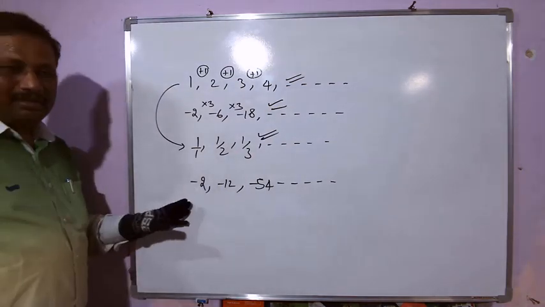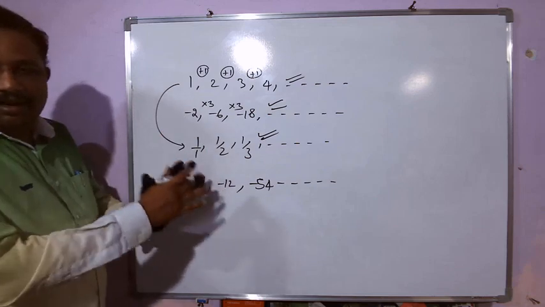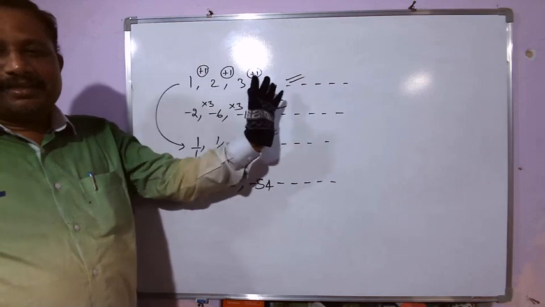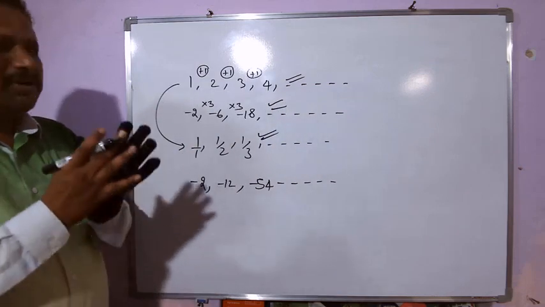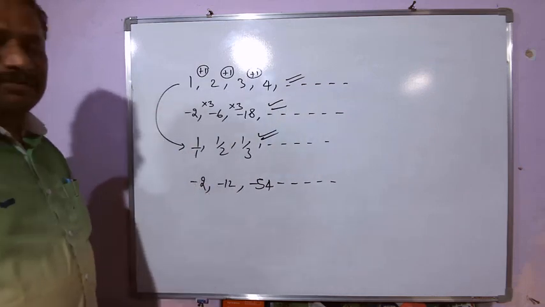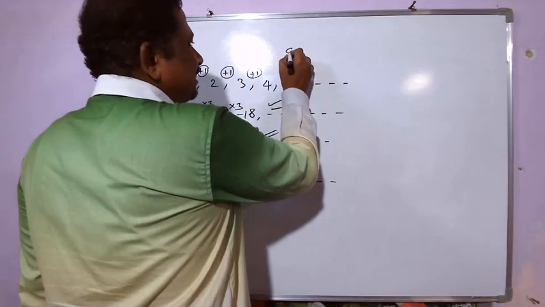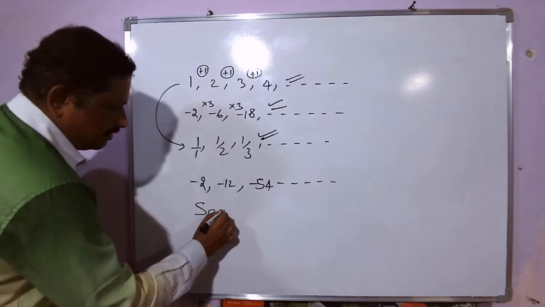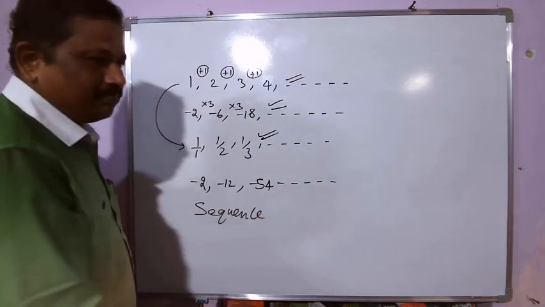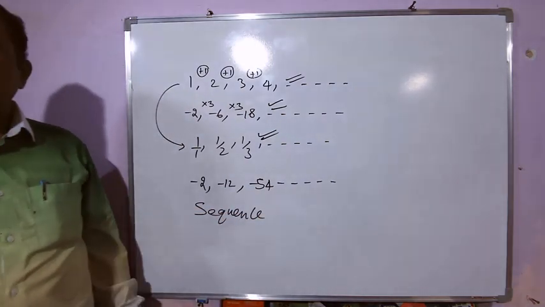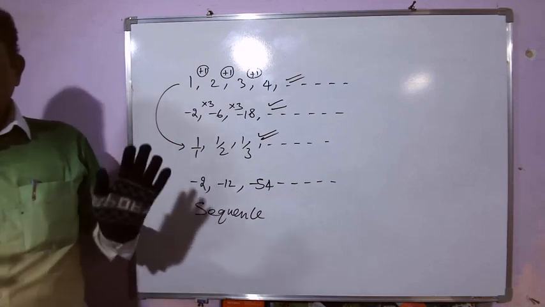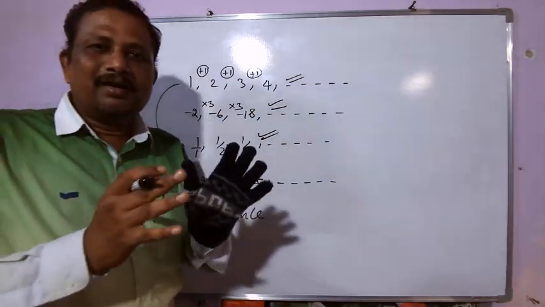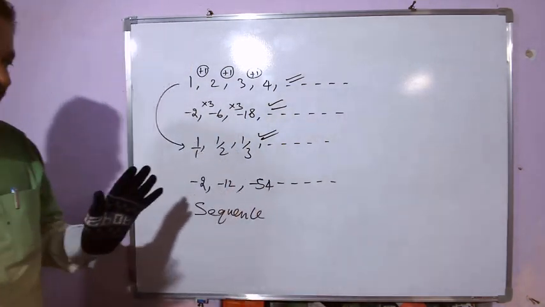How we get these, later on we will see. So these are numbers arranged in a certain order. If the numbers are arranged in a certain order, then we call it a sequence. What do you call it? Sequence. What is a sequence? Arranging numbers or terms in a certain order. If it follows some order, some rule, it is called a sequence.